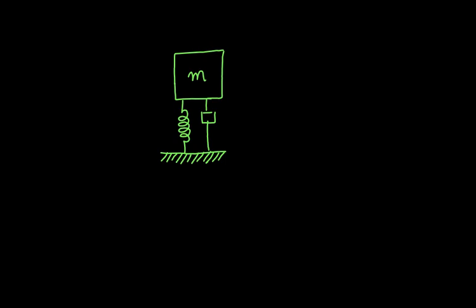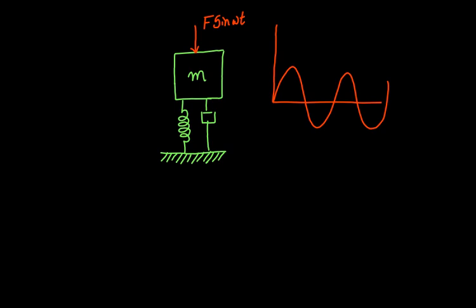So maybe there is a force that is acting on this particular system, and that force may vary in a sinusoidal manner like this: F sine omega t. F is the amplitude, and the force is going to vary in a sinusoidal manner. If you plot a graph by taking the force value along the y-axis and the time along the x-axis, how does the force vary with respect to time? Of course, the force is going to vary in a sinusoidal fashion with respect to time.